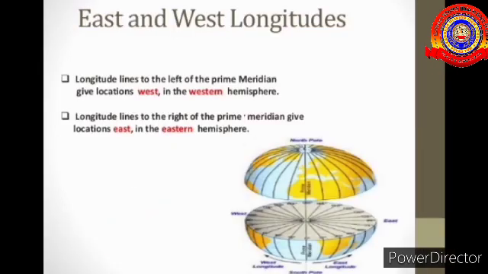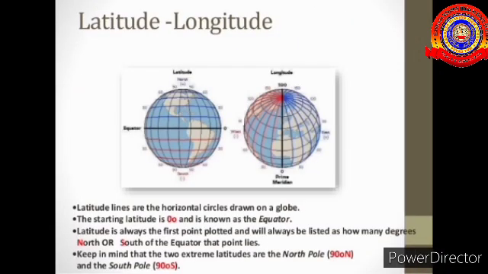East and west longitudes. Longitude lines to the left of the prime meridian give locations west in the western hemisphere. Longitude lines to the right of the prime meridian give locations east in the eastern hemisphere. Latitude lines are the horizontal circles drawn on a globe. The starting latitude is 0 degree and is known as the equator.